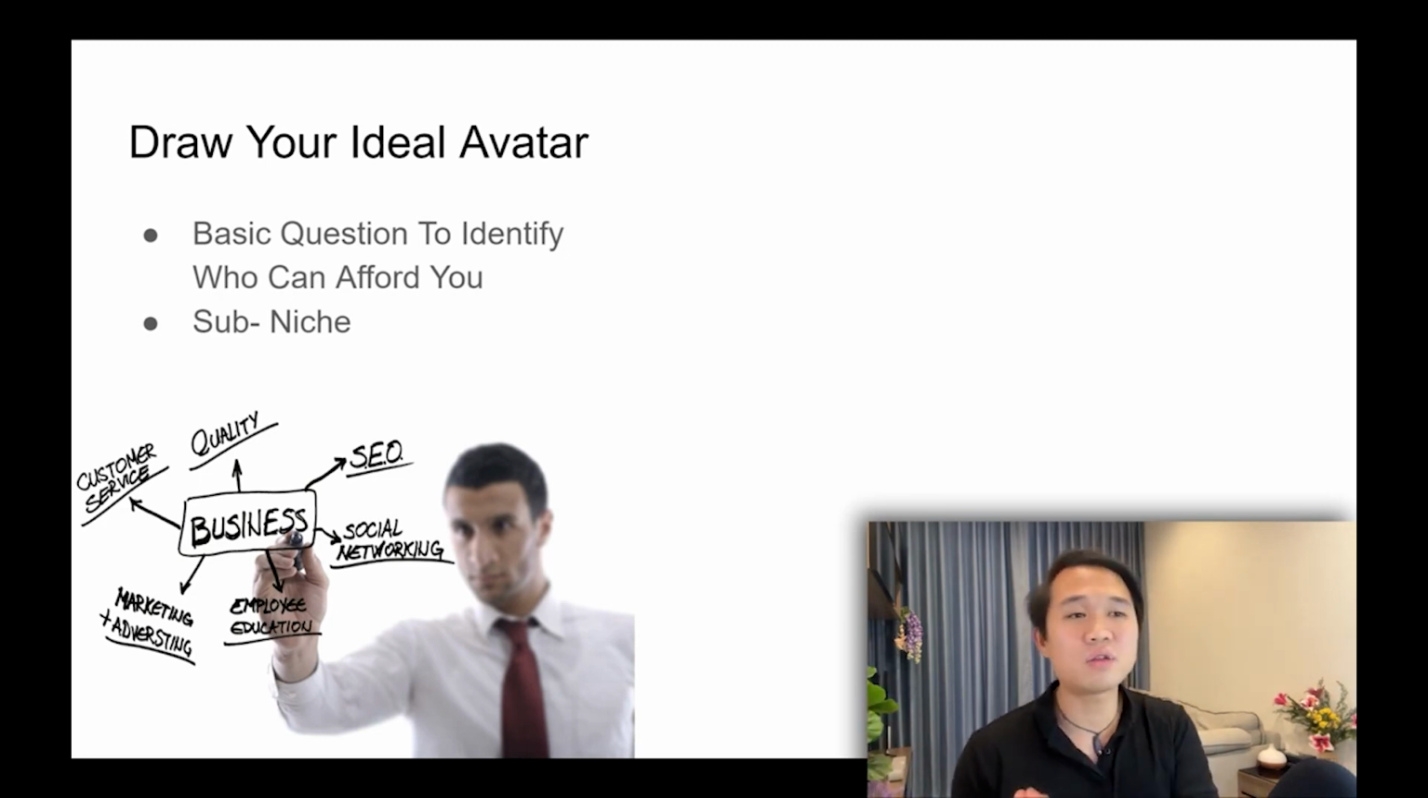So you want to be asking yourself basic questions on who can afford your service to begin with. Again, for example, real estate is quite competitive. You may want to go sub niche on the get-go. And to contrast that, for example, plastic surgeon, you probably don't want to go sub niche because the audience is going to be too small.